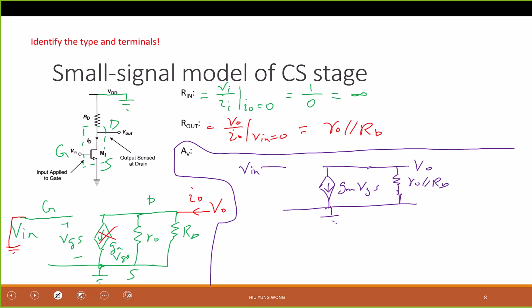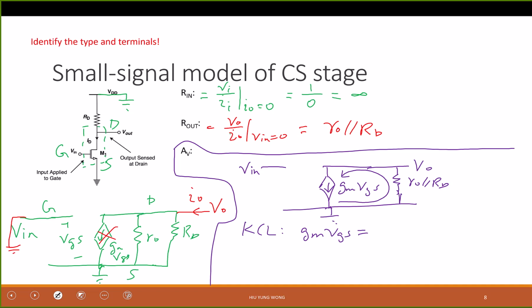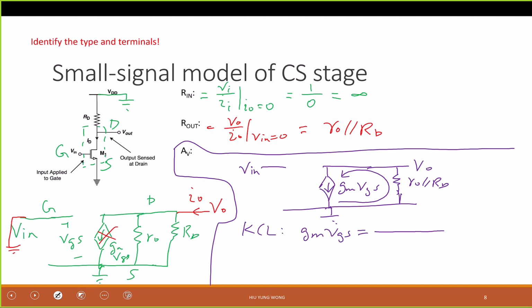So now I will need to use KCL. This is a little bit troublesome. How about let's go through this route? Yeah, KCL, right? So I have GM VGS, which is the current going through this voltage controlled current source, equals to what? Equals the current going through this resistor. Can you tell me what is the current going through RO parallel RD? Ohm's law, right? So what divided by what? What's the current going through the resistor? He says 0 minus VO divided by RO parallel RD.